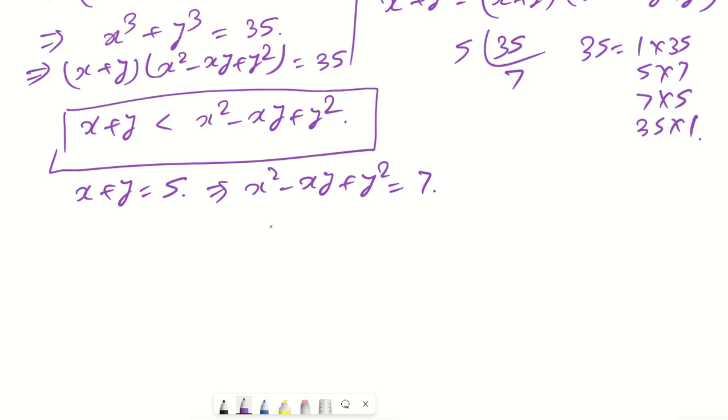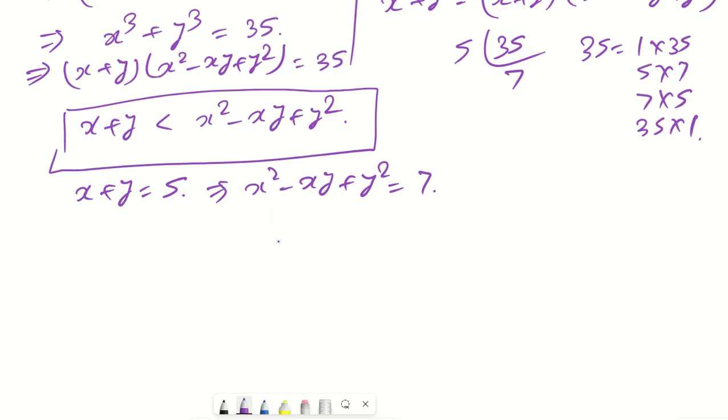Now, can we do one thing? We have two equations. We have x plus y is equal to 5, x square minus xy plus y square is equal to 7. And we have two unknowns, x and y. So two equations, two unknowns, we can very easily find out. So how shall we do that?